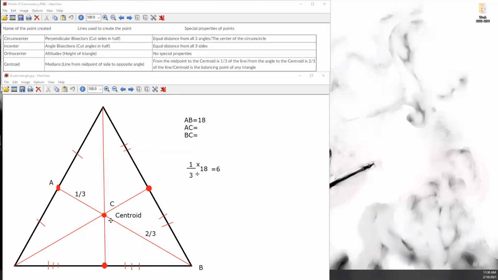So AC, 1/3 of the line, AC equals 6. So once you do that, you can find out the other one pretty easily. You could do 18 minus 6 because the other part is what's left, right? But I want to show off, of course, math. You would do the same thing with 2/3.